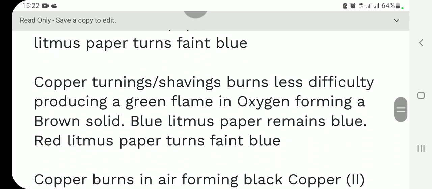Copper turnings or shavings burn with less difficulty, producing a green flame. Now the color: we have the green flame in oxygen and a brown solid. So we have two brown solids, the iron and copper oxides. Blue litmus paper remains blue, red litmus paper turns faint blue.